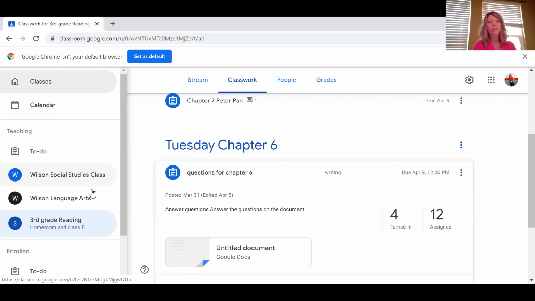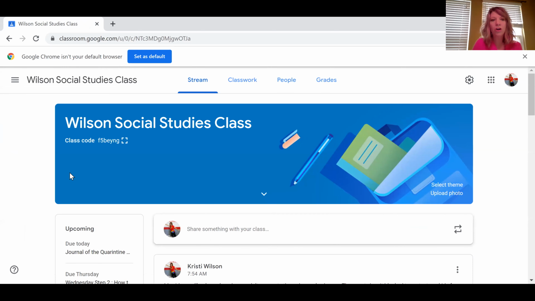Just a quick thing, notice I have three classes here, and you will have five classes listed here because of math and science. So if you're only looking in social studies or language arts, you haven't joined all the classes. So make sure, I have some of you that's only joined one class, and so you need to make sure you've joined all of your classes.